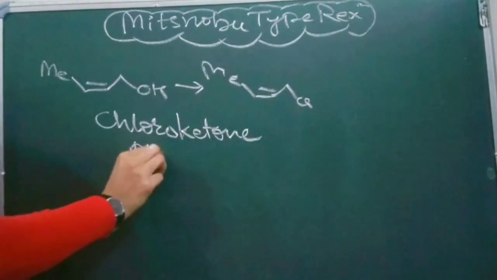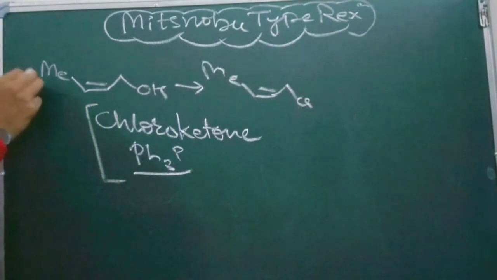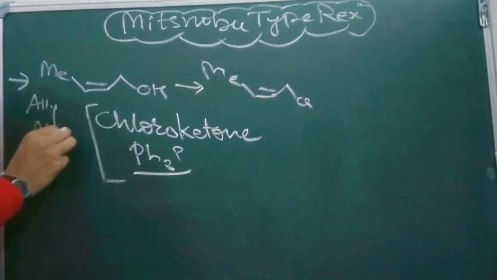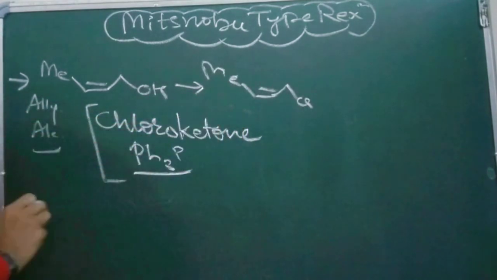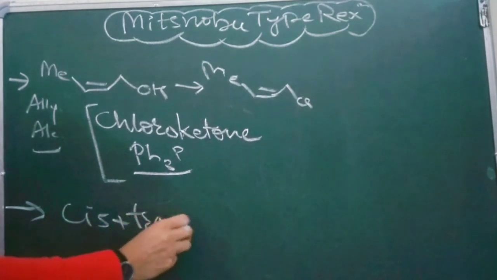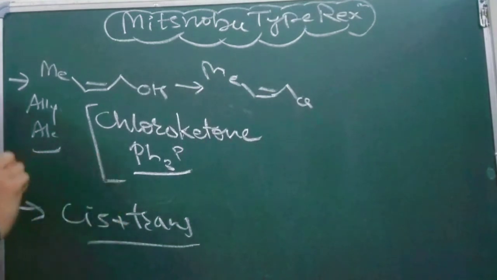chloroketone and triphenyl phosphine. Okay, allylic alcohol is converting into allylic chloride. One thing is here we are having cis and trans isomers formation.